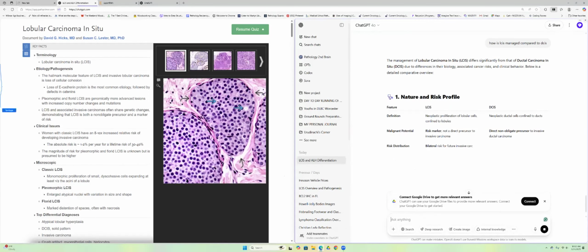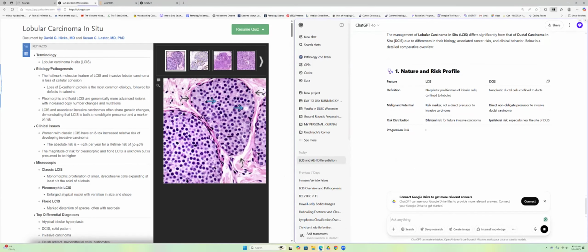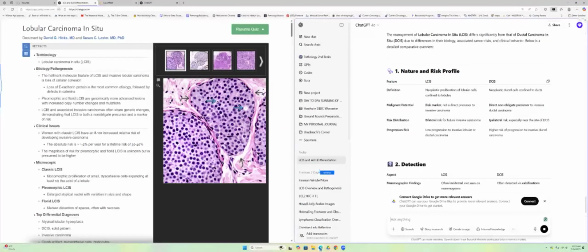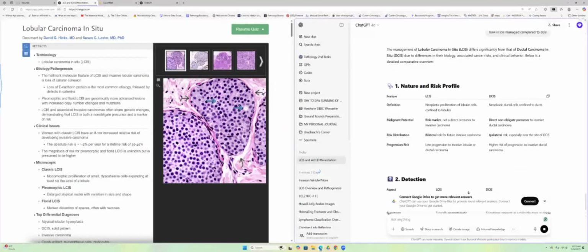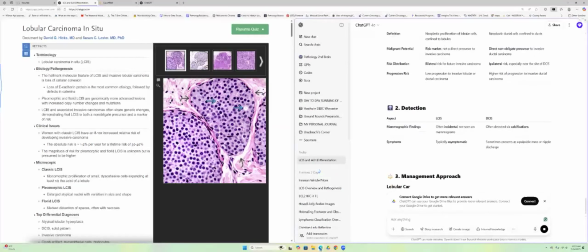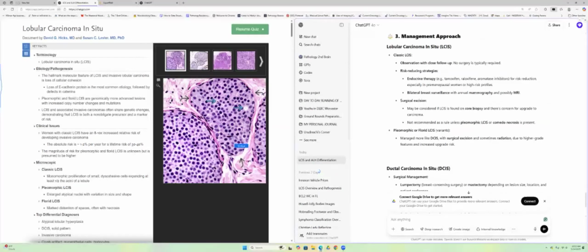Look at the management. LCIS is mainly incidental and doesn't form calcifications on X-ray, rarely. DCIS is mainly due to calcifications. Management is observation and follow-up. You are right. So no surgery is typically required for LCIS.